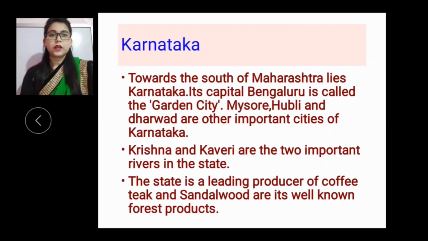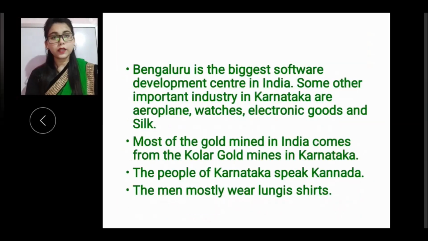Karnataka, students. Towards the south of Maharashtra lies Karnataka. Its capital is Bengaluru and it is called a garden city. Mysore, Hubli and Dharwad are other important cities of Karnataka. Krishna and Kaveri are the two important rivers in the state. The state is a leading producer of coffee, teak and sandalwood. They are well known for its products.